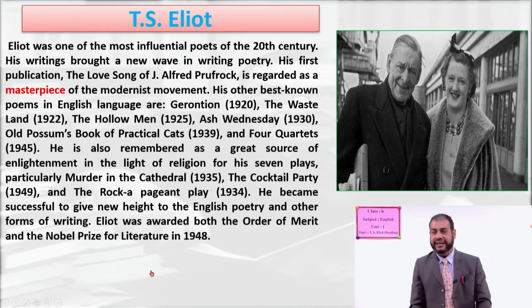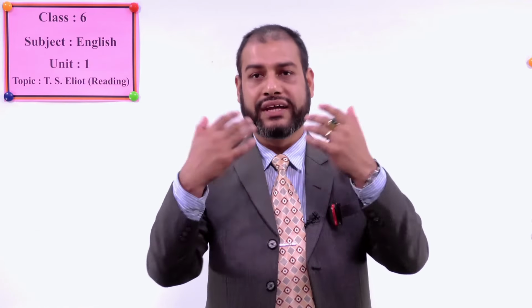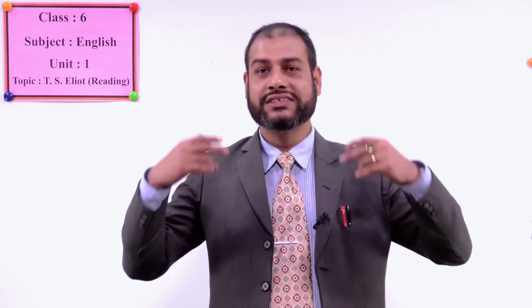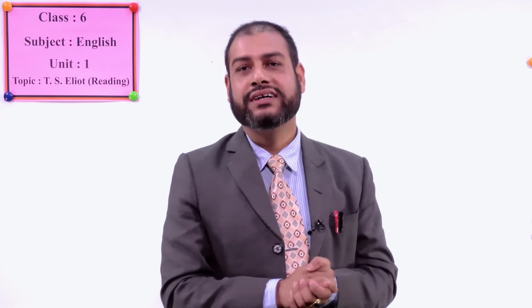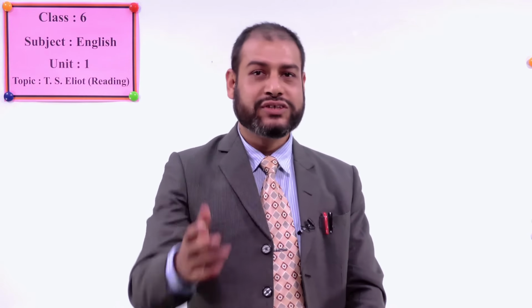So in this paragraph, you can find two pieces of information. One, about his writings. He wrote many poems. He wrote 7 plays, okay, and the names of the poems and the names of the plays written by him are given here. Not only that, he was awarded prizes, and those prize names are also given in this paragraph. So before that, I ask you some questions.